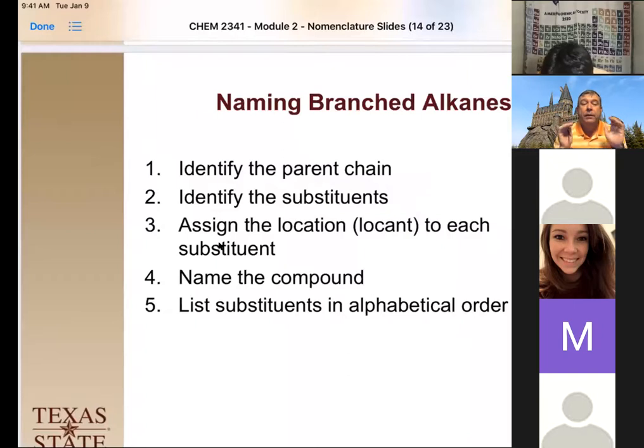So we need to identify the parent chain. The parent chain is the longest amount of carbons all in a row. Once we've picked that, we need to identify the substituents. Then we need to assign the location for each substituent, and then we need to name the compound. When we name the compound, we're going to list the substituents in alphabetical order. So assigning the location is now what we need to figure out. We know how to identify parents, we know how to identify substituents, now let's start assigning location.